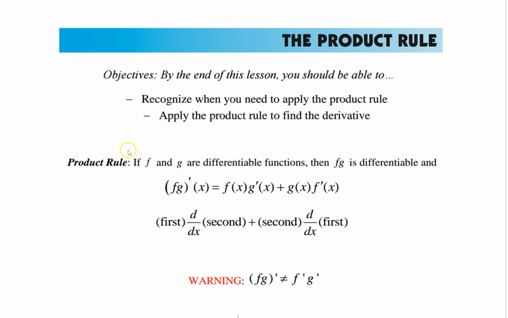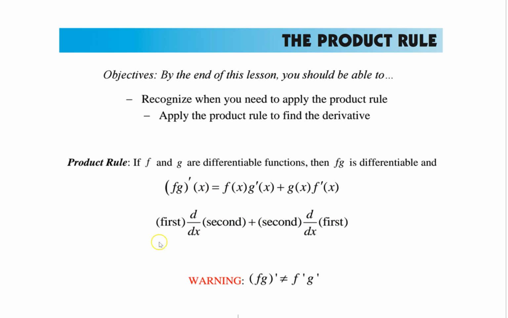Well, product rule. If f and g are differentiable functions, and the key thing is that they have to be functions, we'll talk more about that in a second, then f times g is differentiable. The derivative of f times g equals f, notice that f is left alone, times g prime, plus g times f prime. In general, I always like to say these things in words: it's the first one times the derivative of the second plus the second times the derivative of the first.